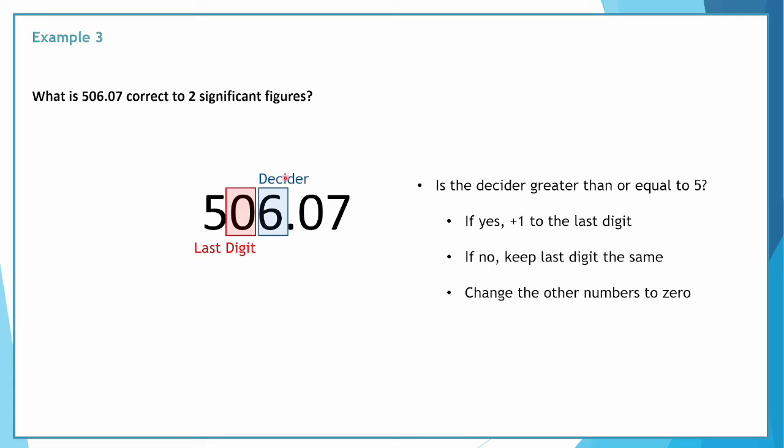It's the number directly after the last digit. And our rule about whether it's greater than or equal to 5 stays the same as well. If the decider is greater than or equal to 5, then we add 1 to our last digit. If it's less than 5, then we keep our last digit the same. And when we're writing our answer, we change every number after our last digit to zeros. That'll become a little bit clearer once we go through our example now.